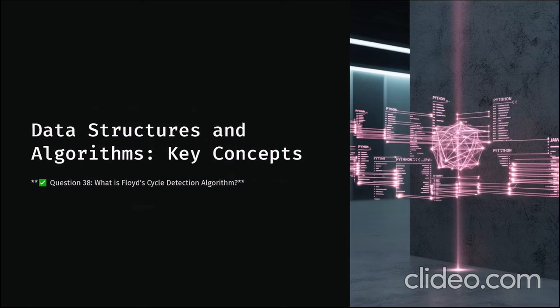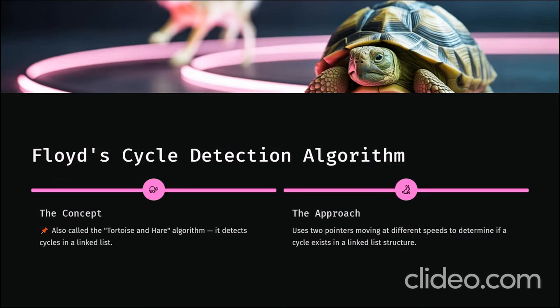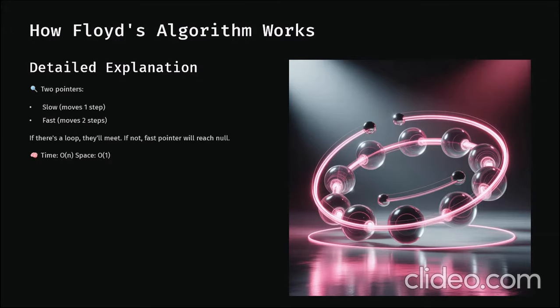Next is, what is Floyd cycle detection algorithm? The concept, also called the tortoise and hare algorithm, detects a cycle in a linked list. The approach uses two pointers moving at different speeds to determine if a cycle exists in a linked list structure. Two pointers: slow moves one step, fast moves two steps.